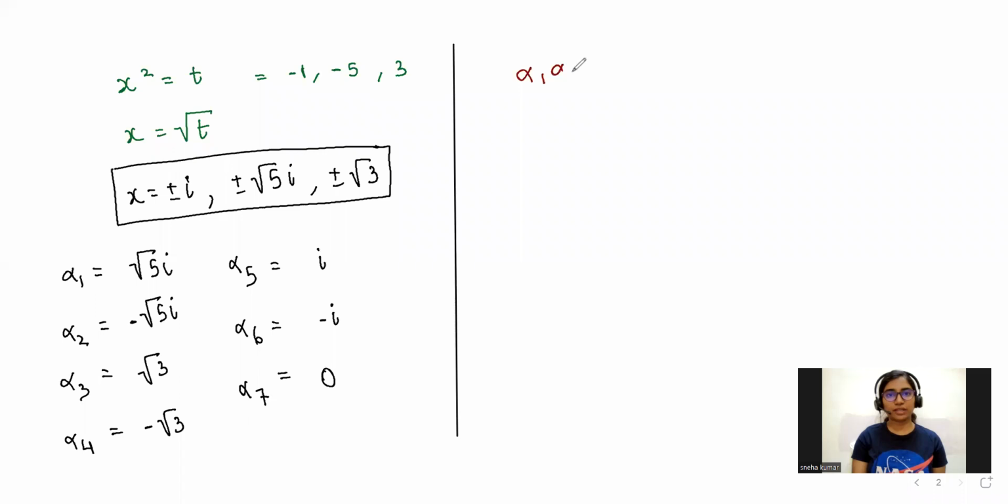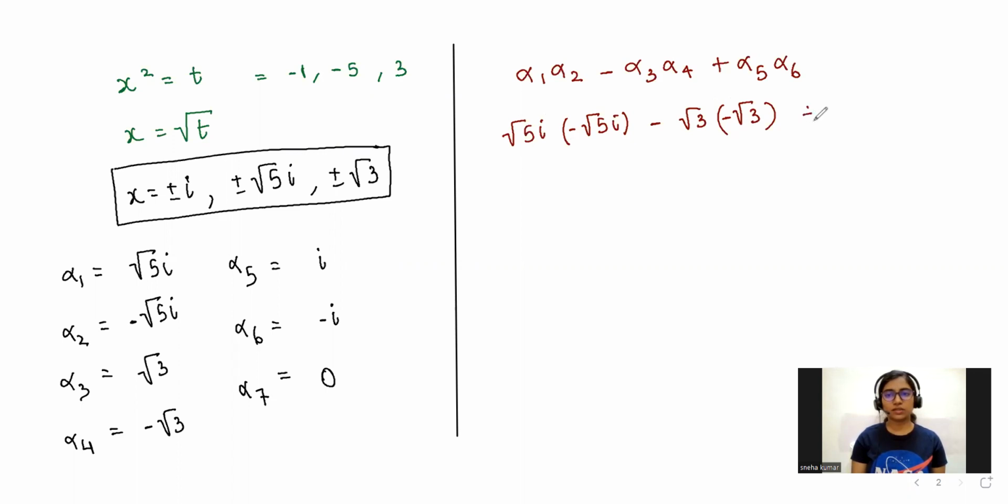I should find alpha 1 into alpha 2 minus alpha 3 into alpha 4 plus alpha 5 into alpha 6. So let me substitute it directly. That would be root 5i into minus root 5i minus root 3 into minus root 3. Be careful with the sign, students. Okay, don't make any mistake here.